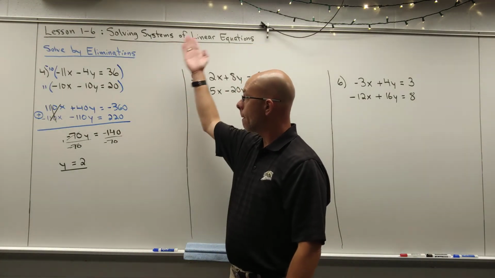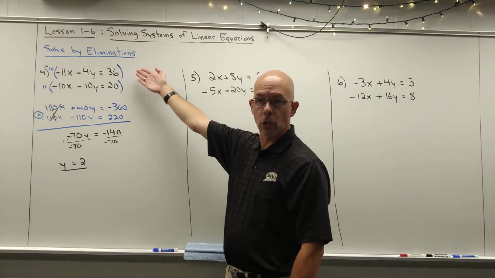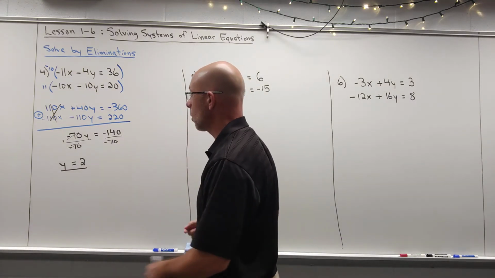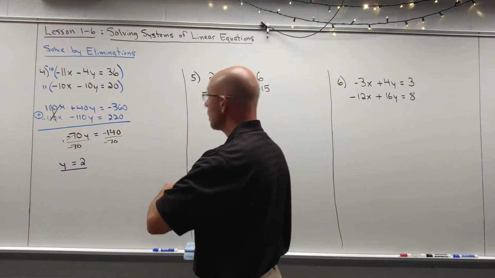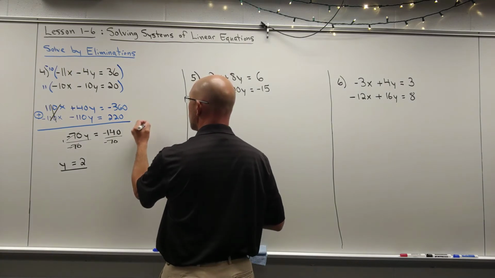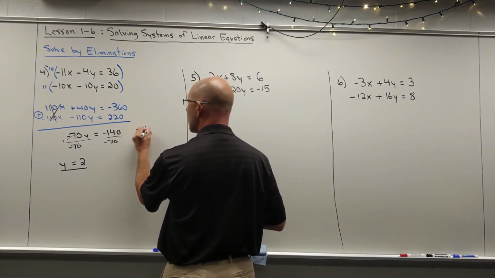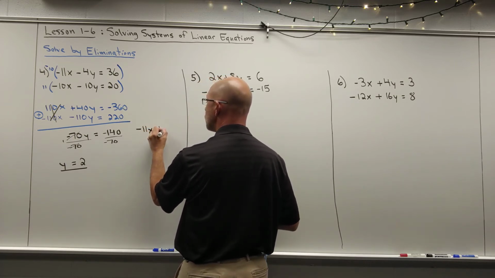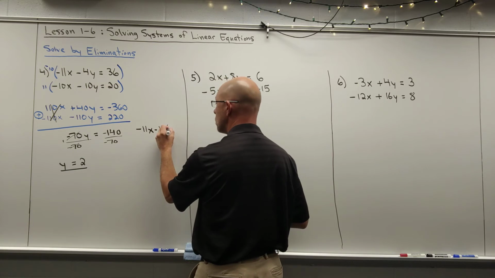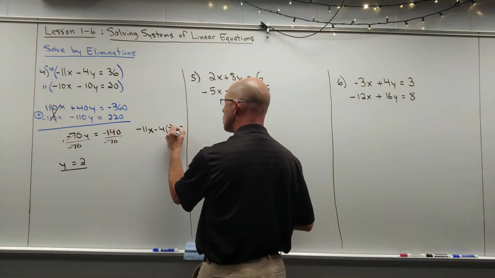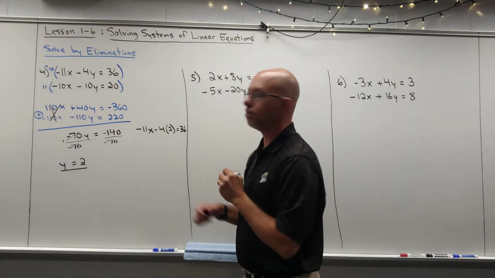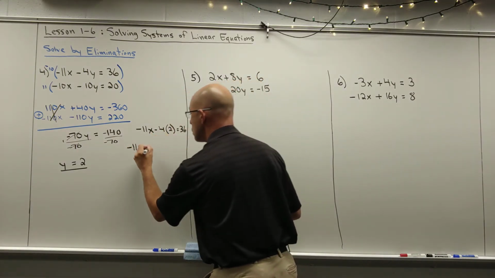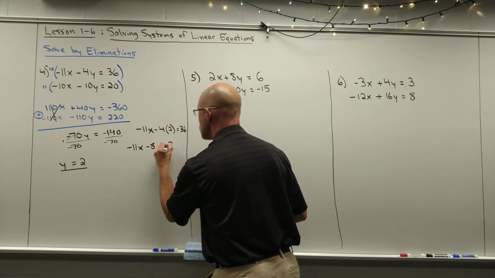Take that 2, plug it back into the y position of your choice. I'm taking the top equation. I like those numbers better for some reason. Don't have to have a good reason, just wherever you feel like it. Okay? So folks, that's a negative 11x, excuse me, minus 4 times 2 equals 36. That's negative 11x minus 4 times 2 is minus 8 equals 36.